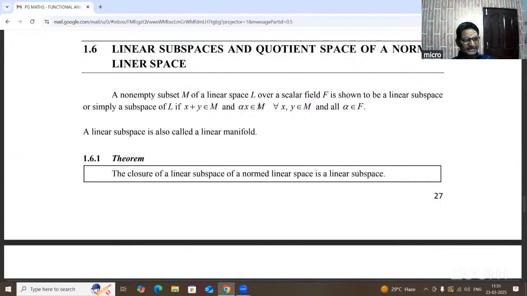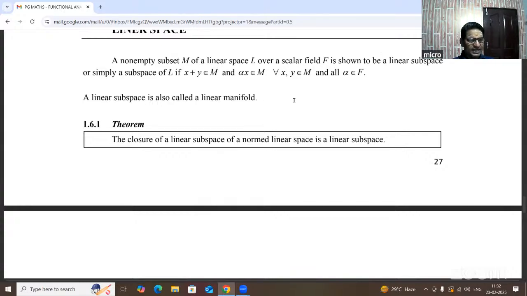So here x and y both elements are in, or belong to, M. It reads as is in, or belongs to, or consisting. Okay. Now there are so many references. Here x and y belong to capital M and alpha being the field element. Now this is also called a linear subspace or linear manifold. Okay, linear subspace or linear manifold.